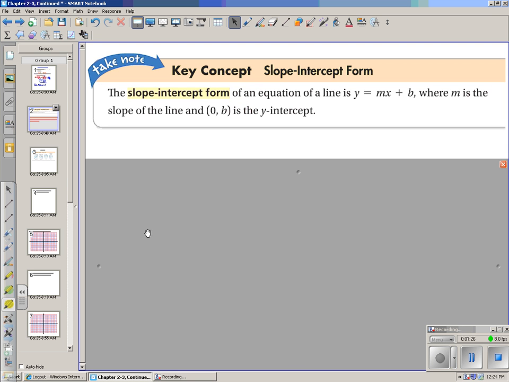Slope-intercept form. Here's the most important thing you need to know about slope-intercept form. It is y equals mx plus b. And what is m? M is the slope. And what is the point 0, b? It is the y-intercept. Those are the three things you need to know: the equation, which is y equals mx plus b; that in the equation, m is the slope; and lastly, that you have the point 0, b.